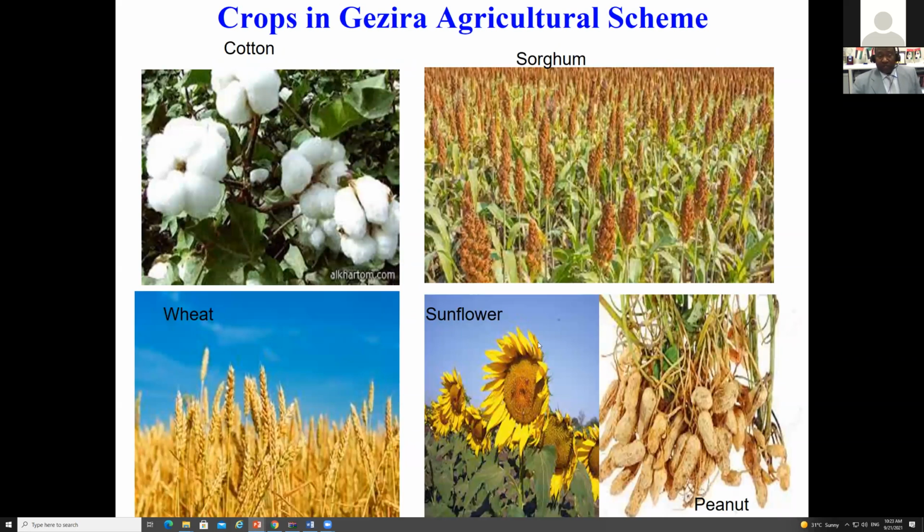As we mentioned, the Gezira agricultural scheme is near Sennar Dam. It is the main economic backbone for Sudan. They grow different crops such as cotton, sunflower, wheat, and peanut. All of them represent the economy for export and also for socioeconomic development.